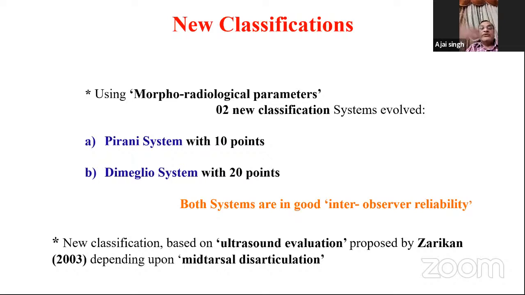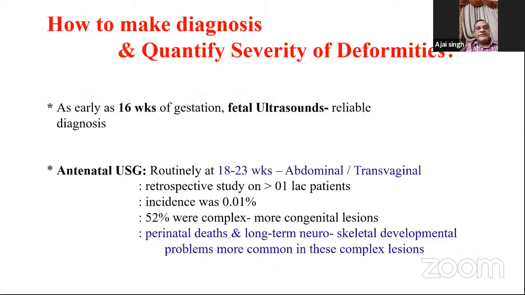As far as the controversy in classification is concerned, we are using morpho-radiological parameters, and the Pirani and Dimeglio systems are there. Both are good, but we use Pirani for our convenience, and both systems have good inter-observer reliability. A new classification in 2003 based on ultrasound evaluation was proposed by Jarikan, which depends on the mid-tarsal disarticulation.